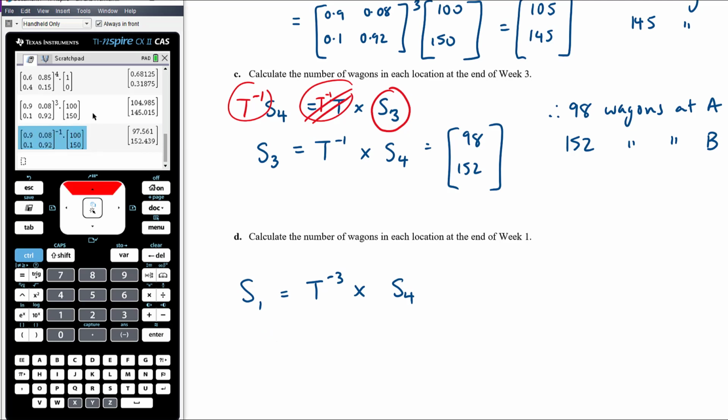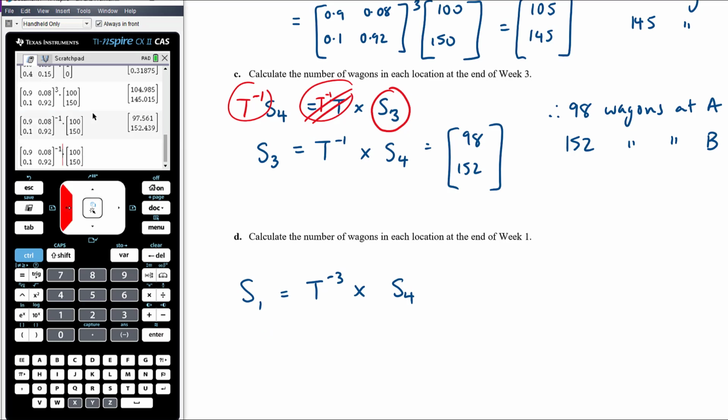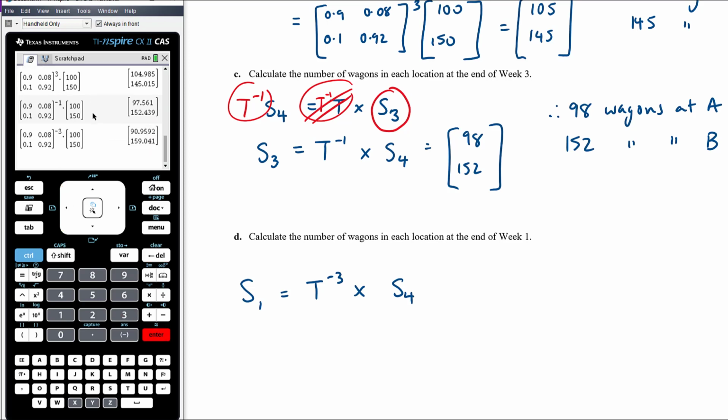So again, let's just edit our previous calculation in our CAS. Transition to the power of -3 times 100, 150, and we find that week 1 was, again to the nearest whole number, 91 and 159. So therefore, 91 wagons at A and 159 wagons at B.